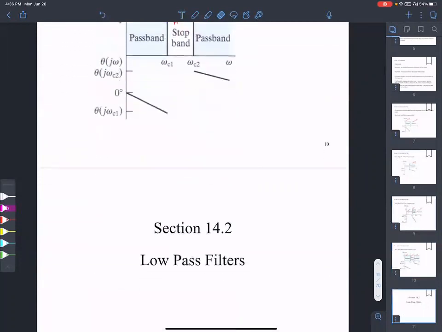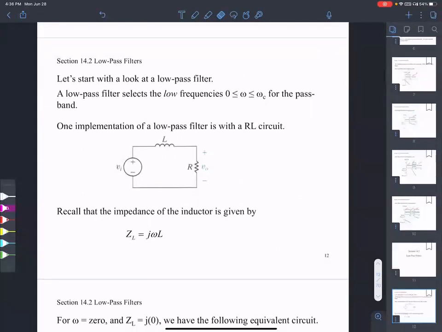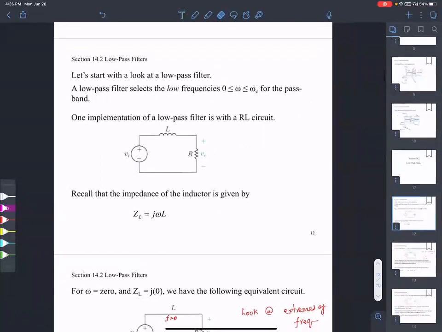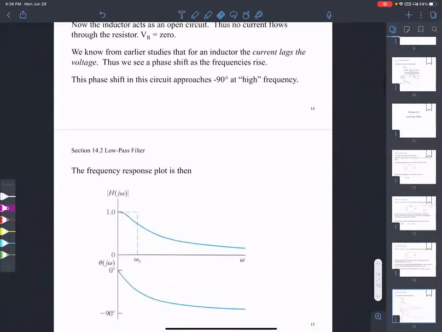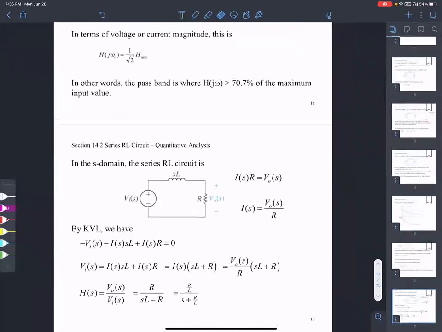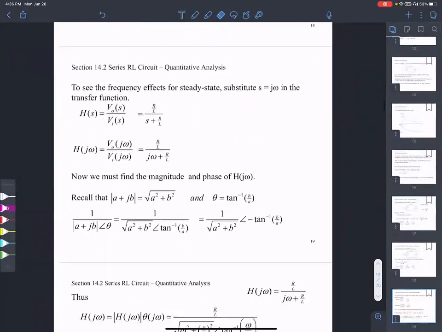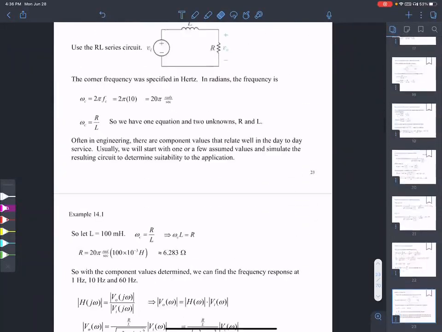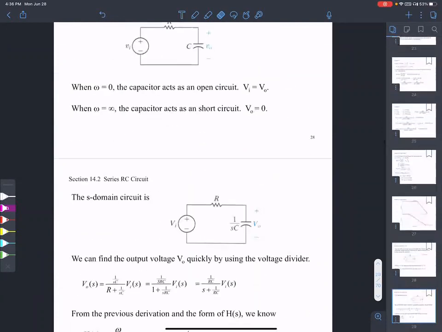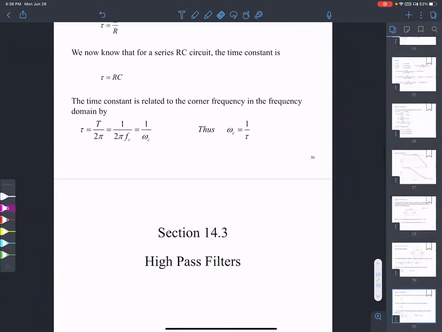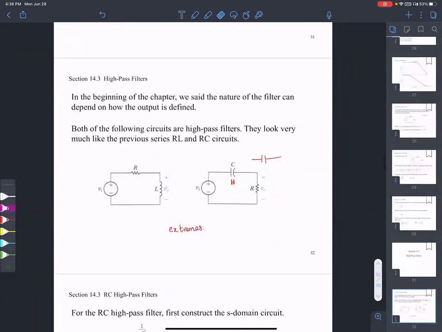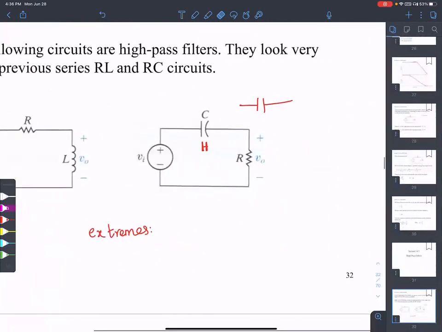Let's see what else. So low pass filters, you can create many different types of low pass filters. Before we go to low pass filters, I want to talk about a high pass filter, particularly one kind of high pass filter. Let's see if I have that high pass filter somewhere in here. This guy.